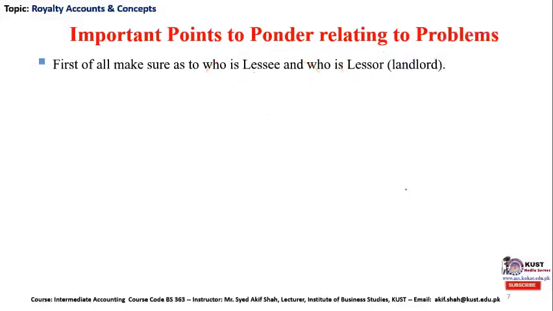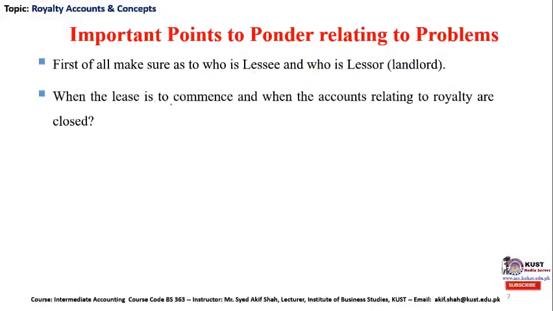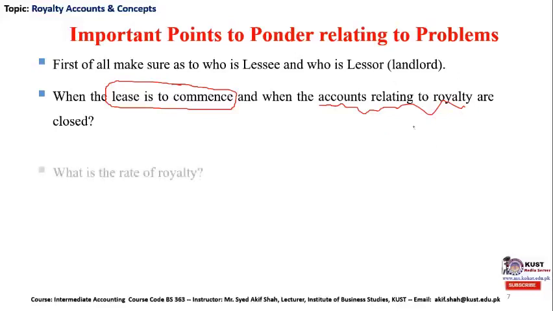Next point, when the lease is to commence, the date of commencement should be clearly mentioned so that you do not make mistakes while doing the journal entries in different books of account pertaining to the lessor or lessee. When the accounts relating to royalty are closed, it must also be clear when the deal is going to be closed and how to close the royalty account into profit and loss account.